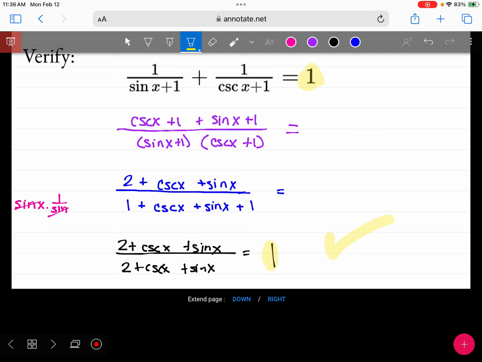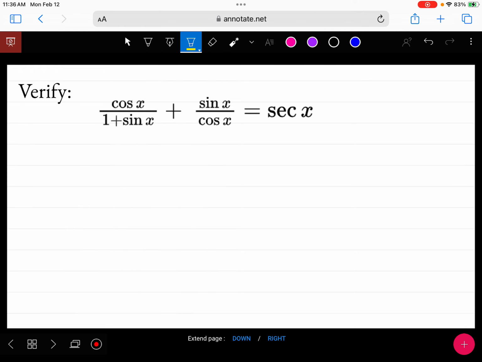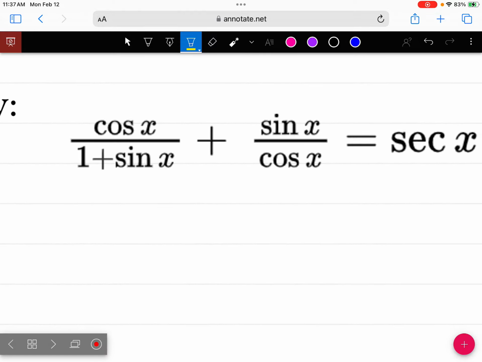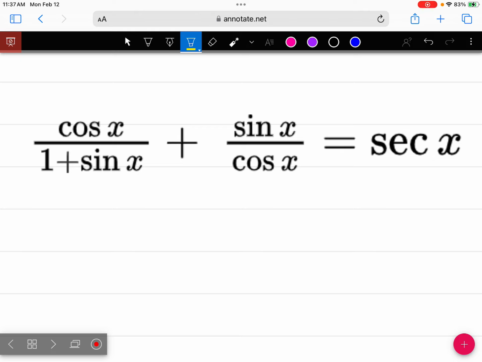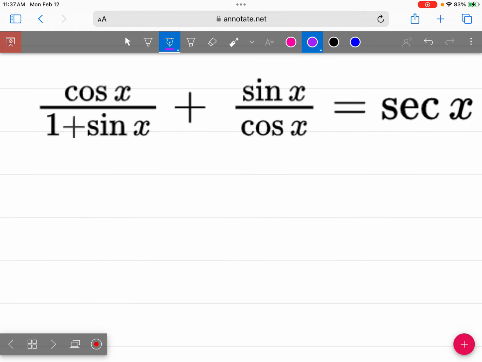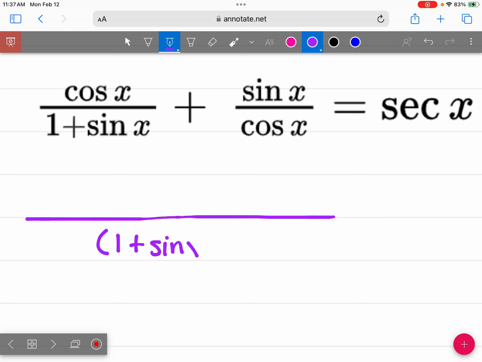Next one is really, really similar. We're going to start with getting everything to a common denominator. So we're going to take this function here, we're going to try and get this to equal secant of x, which means I need to take all of this and make it into a common denominator. So our common denominator is going to be 1 plus the sine of x times cosine of x.